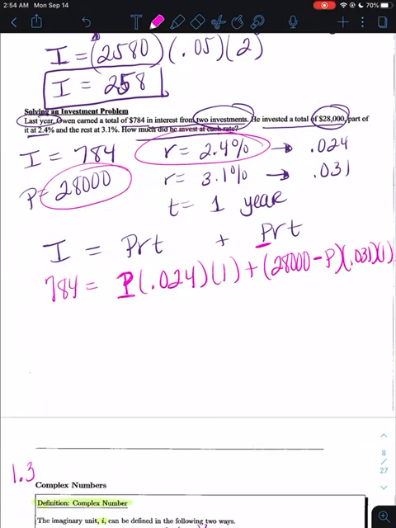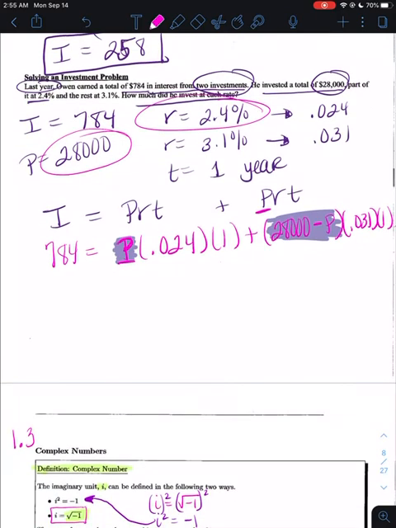So again, the hardest part is setting it up, and this is the part that trips most people up. The first one is P, and for the second one you take the 28,000 and subtract P from that: P and 28,000 minus P. So think about it. If I had $100 and I put $60 into the first account, I'm going to have $40 left over to put into the second account. How do I know I have $40? I take my 100, subtract 60, and that gives me the 40. So that's how you have to think about it.